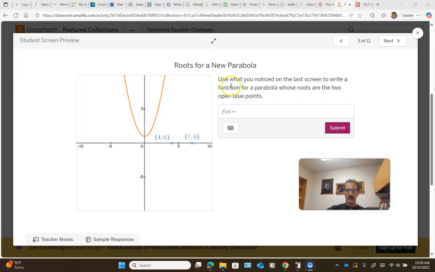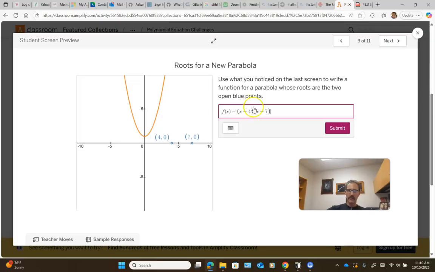Okay. So it says, use what you noticed on the last screen to write a function for the parabola whose roots are at the two open blue points. So let's pretend this parabola was crossing the x-axis at these two values, 4 and 7. So then my polynomial would be, in factored form, x minus 4 times x minus 7.